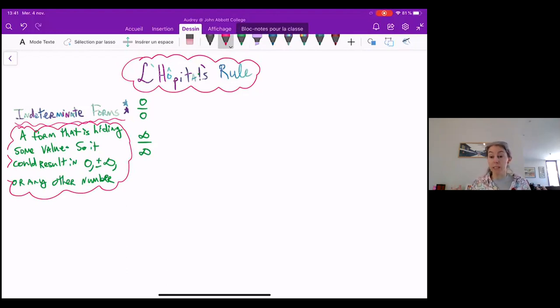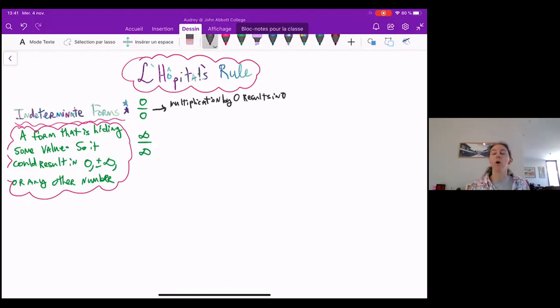0 over 0 is an indeterminate form because if you look at the 0 on the top, that is like multiplication by 0. And we know that multiplication by 0 always results in 0.